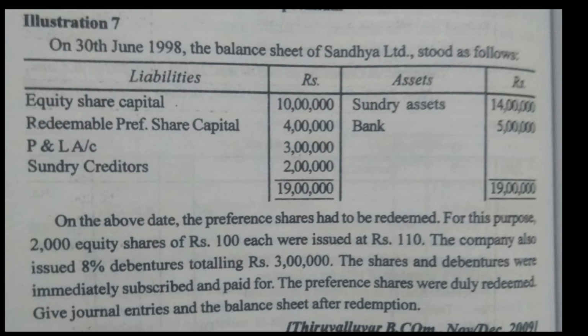Next one, after that, you'll have a premium. There's no premium, therefore we don't have a premium entry. Then next one will be CRR. P&L account debit 2 lakh to CRR 2 lakh. That's it.